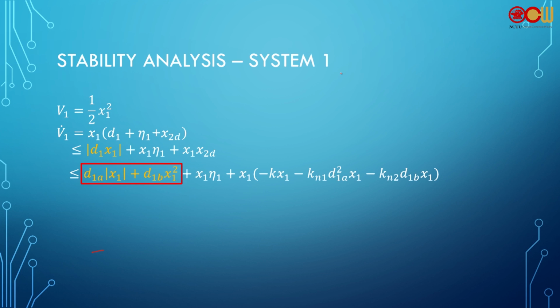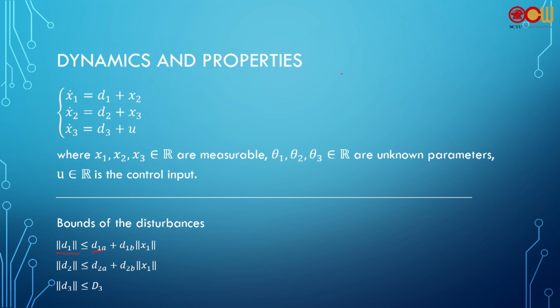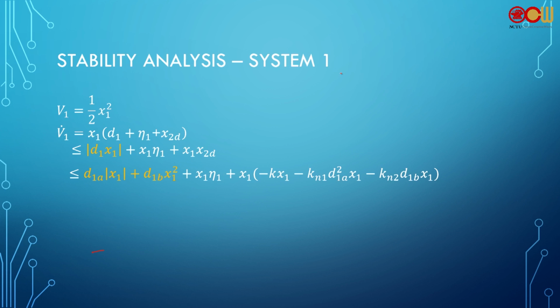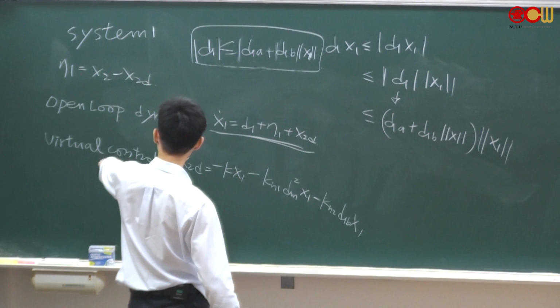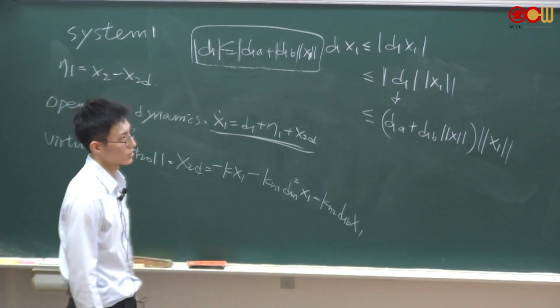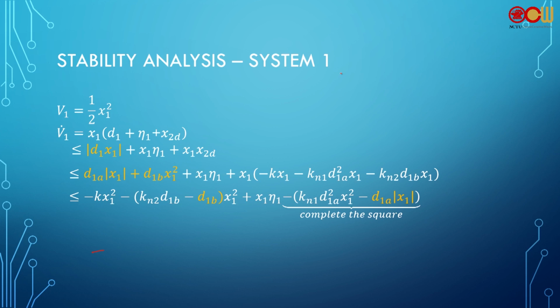And this becomes the orange terms. Remember this upper bound, right? From the system here. And x2d is the controller that we just designed here. Okay, virtual control. So you substitute into here. Then you need to regroup the terms. So now you just divide it into two big groups. One is good terms, one is bad terms, right?